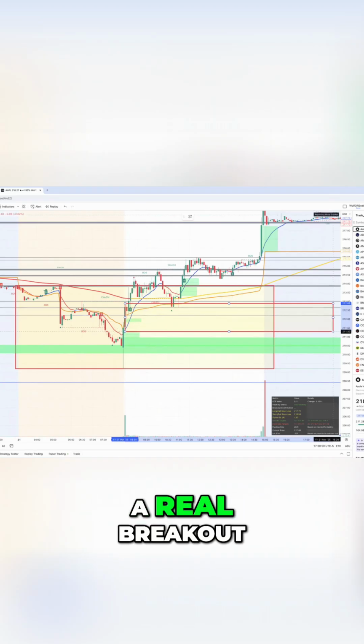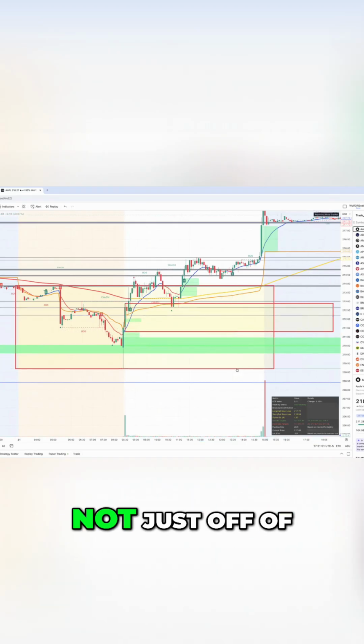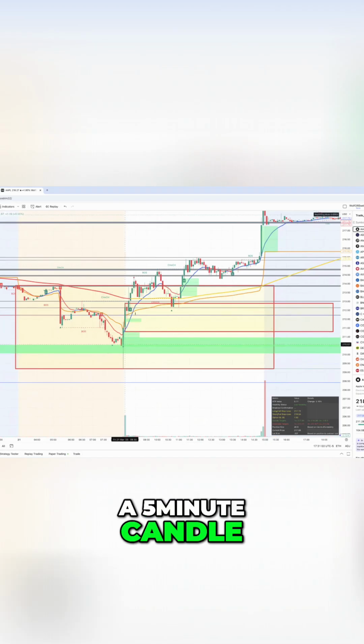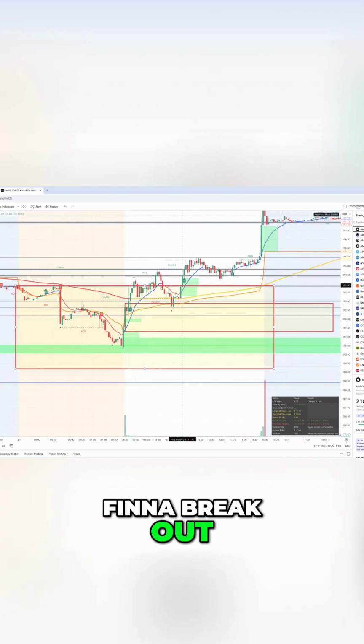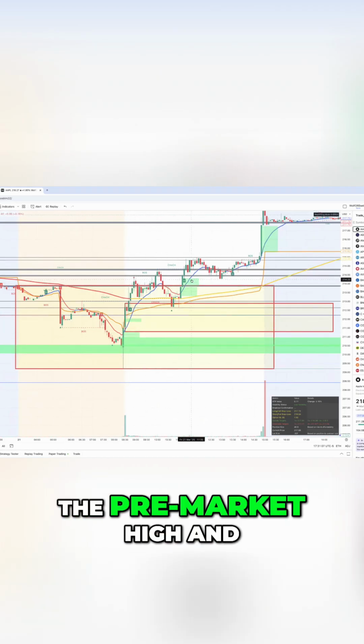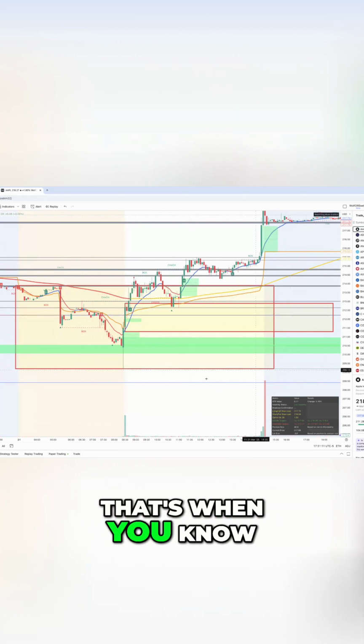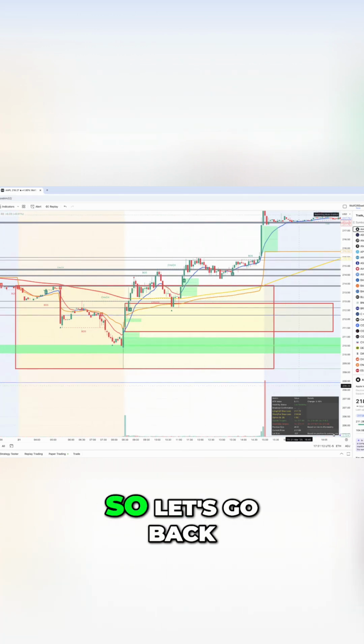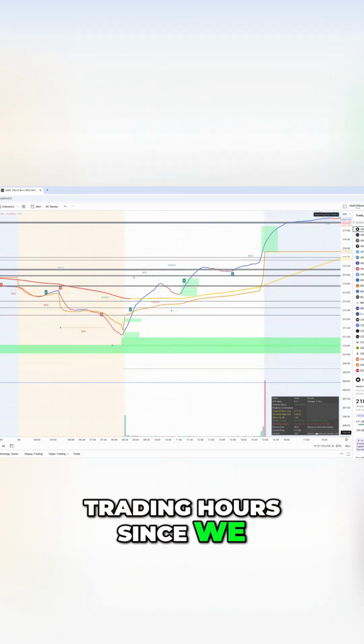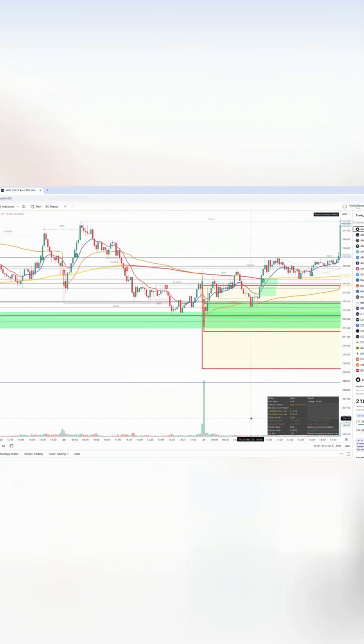And when it has a real breakout, I'm talking about a true breakout, not just off of a 5 minute candle, but when it's really finna break out, you will know it if it gets above the pre-market high and it's also above your 200 and your 12 EMA. That's when you know that you're in a serious breakout. So let's go back and flip to regular trading hours since we got the information we needed.